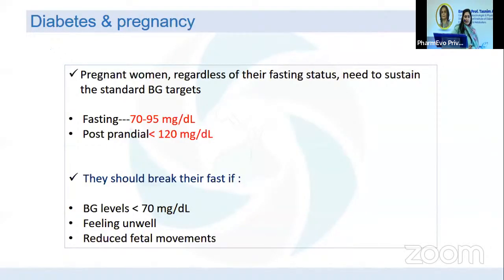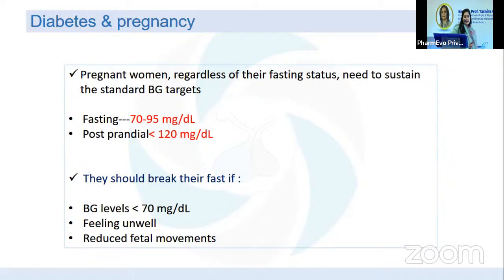In case of diabetes and pregnancy, pregnant women, regardless of their fasting status, need to sustain the standard blood glucose targets. We all know that there is stringent control for pregnancy. So fasting should be somewhere between 70 to 95, and 2 hours post meal should be less than 120. They should also break their fast if the following symptoms occur, which I've already explained.